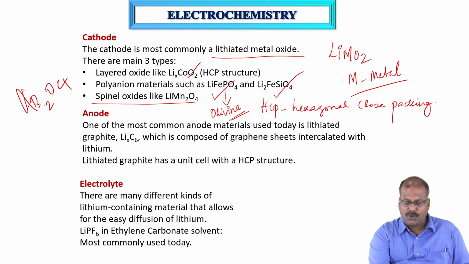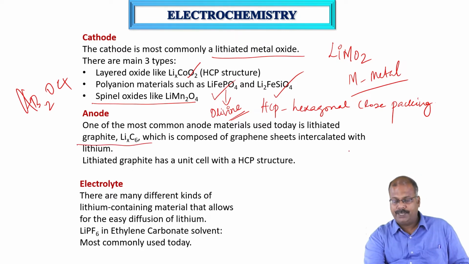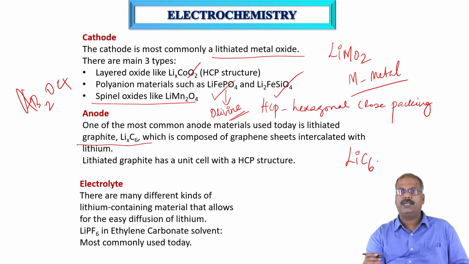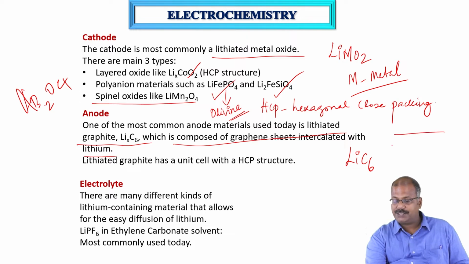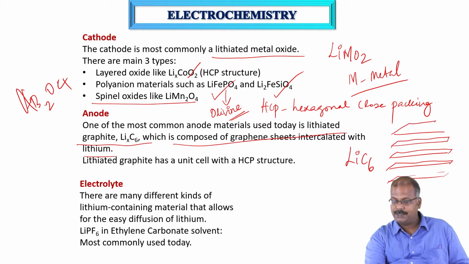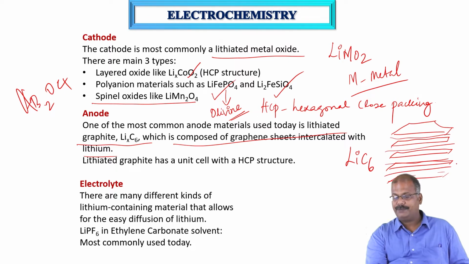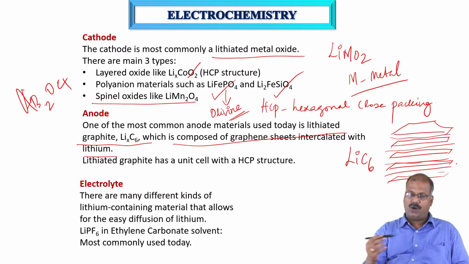Anode. One of the most common anode materials today is lithiated graphite, LiC6, which is composed of graphene sheets intercalated with lithium. We know that graphite has hexagonal sheets like this, where the lithium can be stored in between the sheets. It can go out or it can come in.